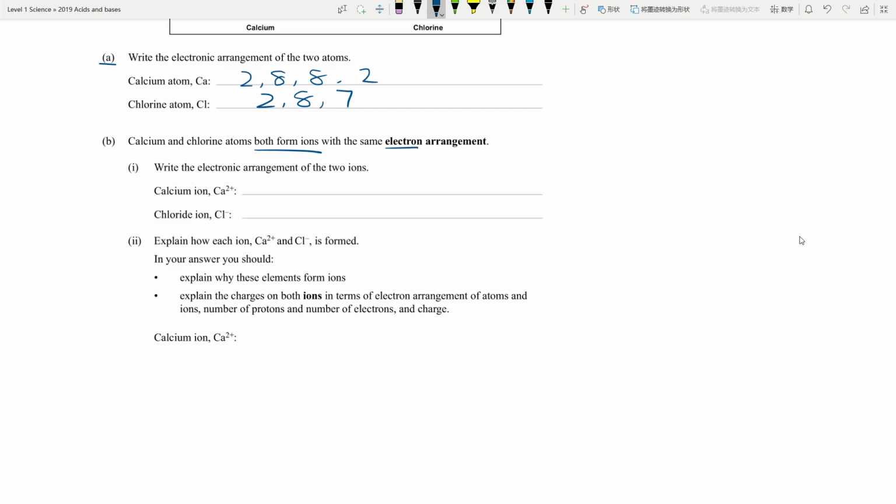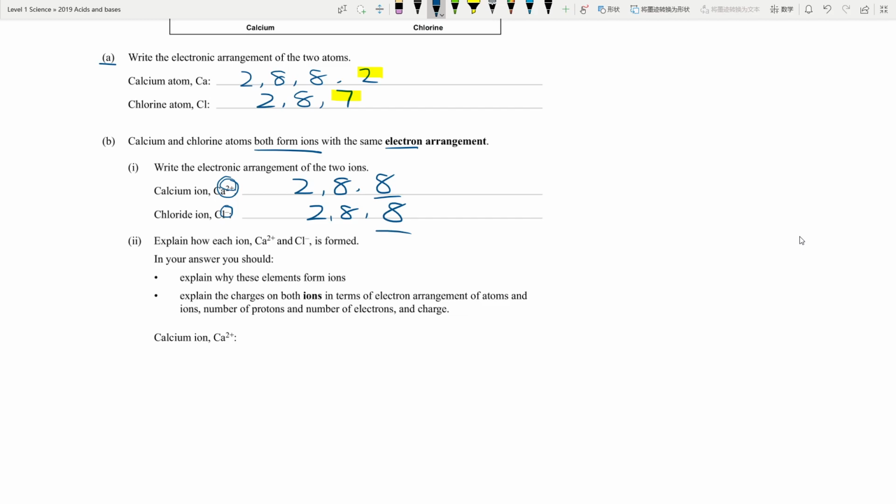Okay, so write down the atoms when they form ions with the same electron arrangement. So what does a 2 plus mean? Now you can look at this twofold. What do atoms do to become stable? They want to have a full outer shell, and these two atoms don't have full outer shells. So what do they need to do? Calcium is going to lose 2 electrons, that's why it has a 2 plus charge. Chlorine is going to gain 1 electron, that's why it's going to have a -1 charge, because it wants to have a full outer shell.